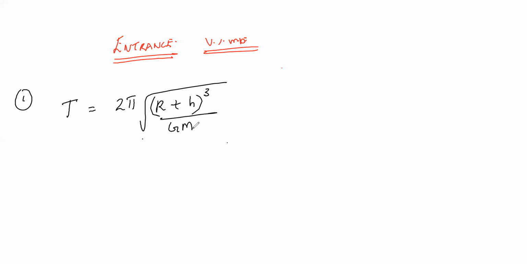First one, time period. T stands for time period. T is equal to 2 pi root of (R plus H) the whole cube by GM. Everything is under root. Second one, for the condition: H, I told you, is the height of the satellite above the surface of Earth, less than the radius of the Earth. Capital R stands for the radius of the Earth.